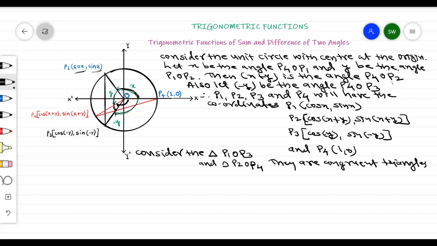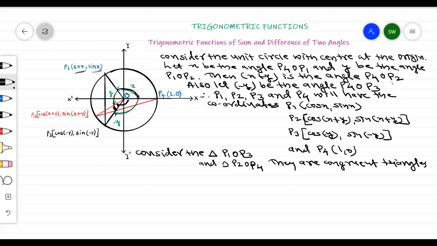Congruent triangles according to SAS criteria, because I have added this angle in both. Here it is y plus this angle, here also this is y plus this angle. So the angles are equal, and all sides OP1, OP3, OP2 and OP4 are radii of the same circle, so they are equal. Hence, by using SAS criteria, these two triangles are congruent.